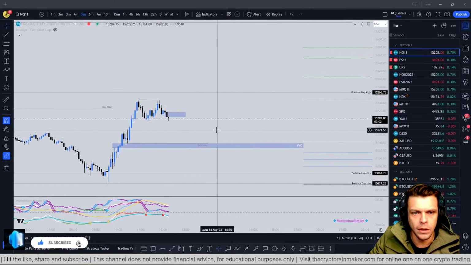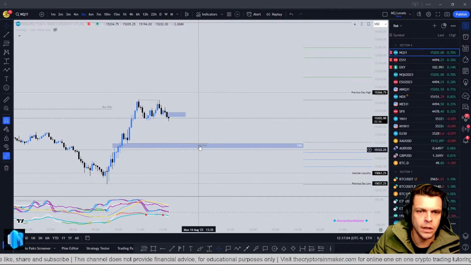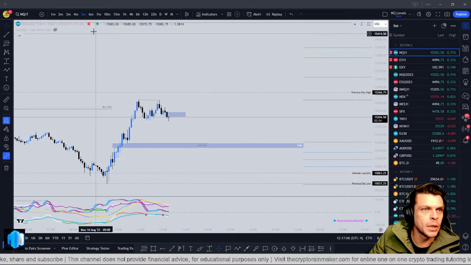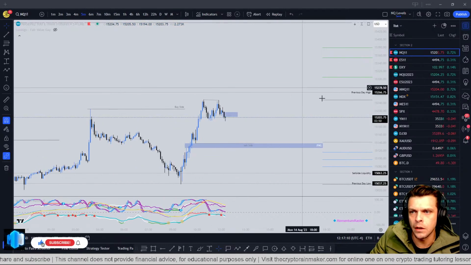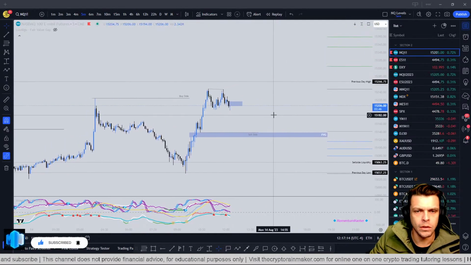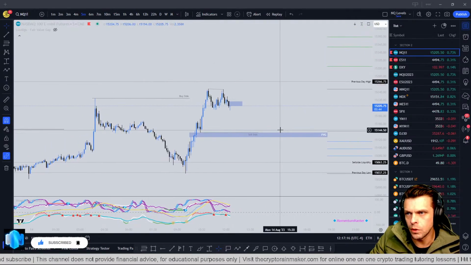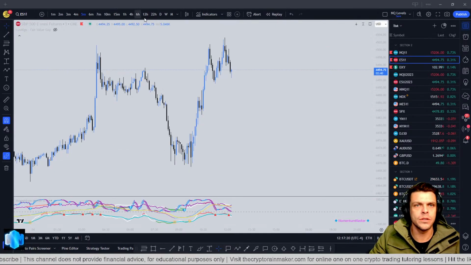And then I'm expecting this to play out during the afternoon session: a move down into this area, displacement hopefully on the 5-minute, then we can enter on that fair value gap and run it towards the previous day high. Alright, so that's my analysis for the Nasdaq. Also have a look at ES.